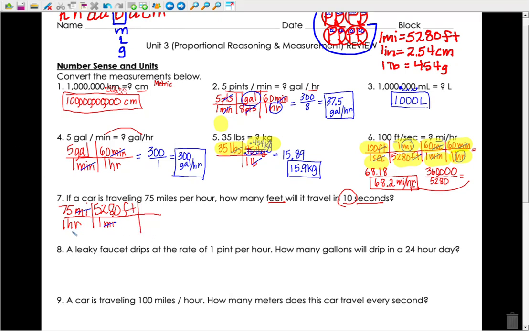I want to go from hours to seconds. So that means I need to know the relationship between hours and seconds, or I can go from hours to minutes and then minutes to seconds. Well, 1 hour is 60 minutes. This gets rid of my hours. And 1 minute is 60 seconds.